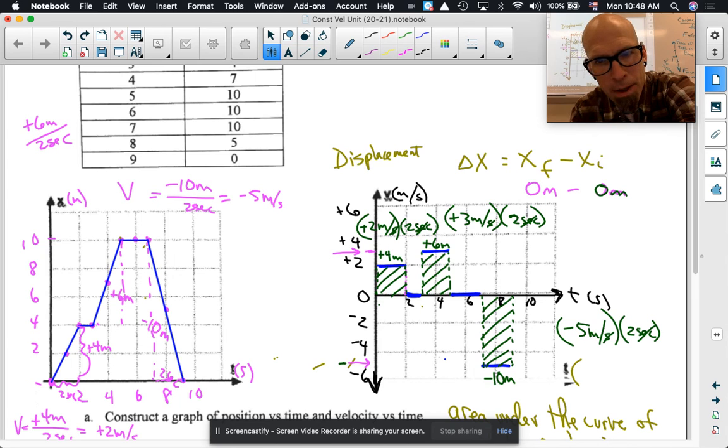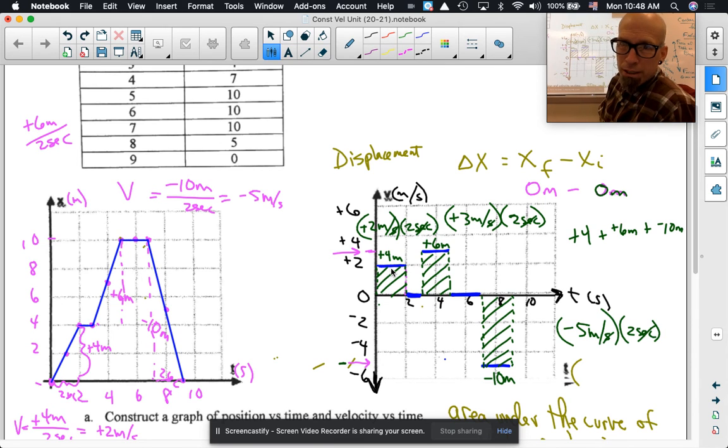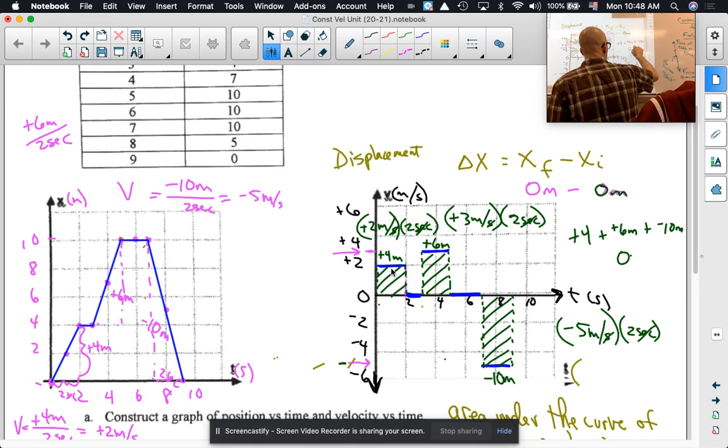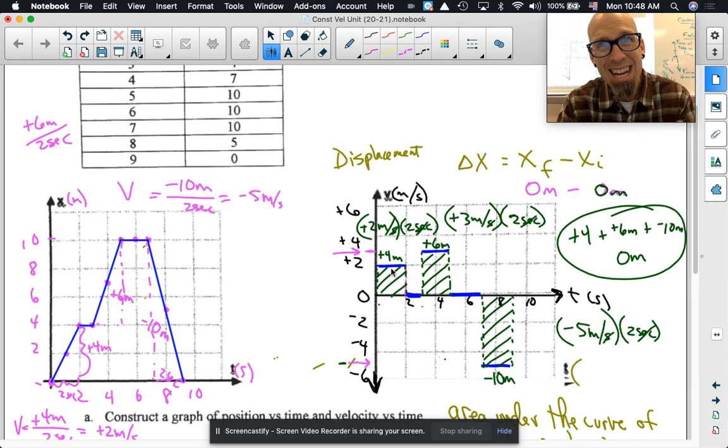Now, think about this. What if you add positive 4 meters plus positive 6 meters plus negative 10 meters? What do you get? 0 meters. If you add up all of your displacements, what do you get? Nothing, because you're not displaced.